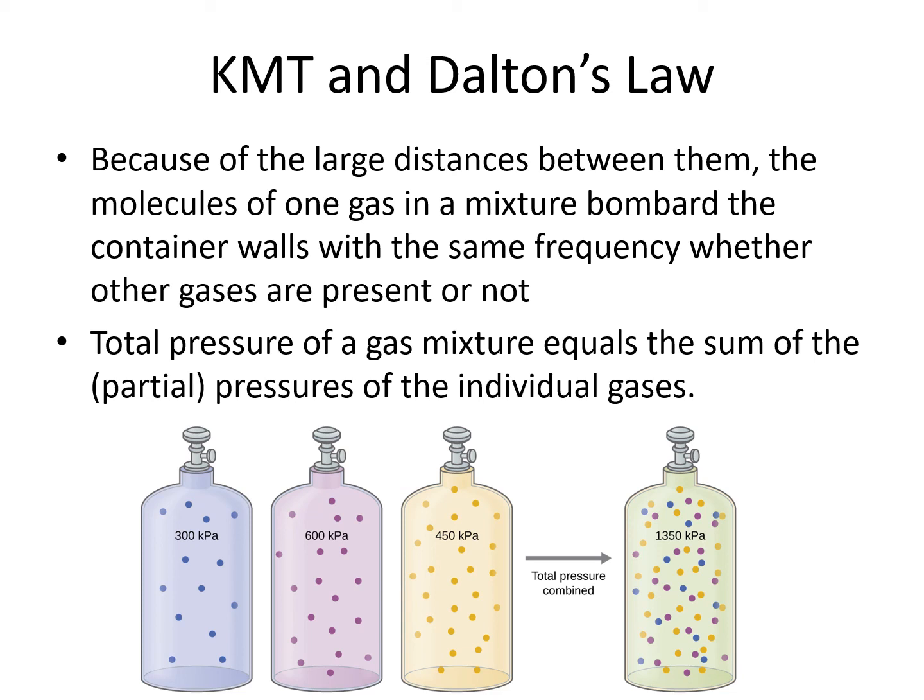So when we mix different gases together, they're just going to fill in some of that empty space. Because they're so small compared to the empty space, it's really as if they're not even there in terms of how it affects the frequency of collisions and therefore pressure of the other gas. That means that the total pressure is just the sum of the pressures of the individual gases.